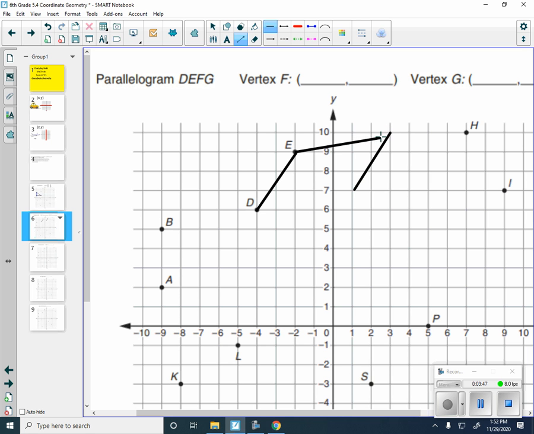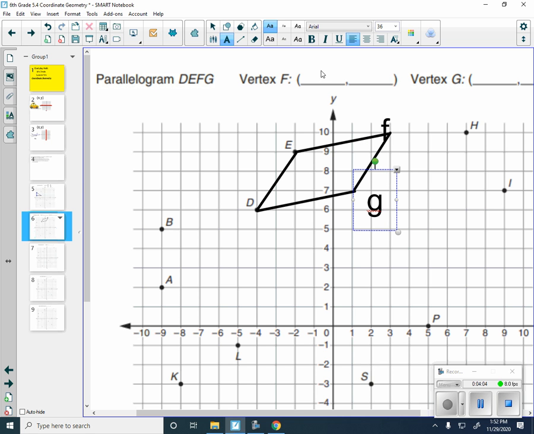And then I'm going to connect. I'm 2 over and 3 down. See, 3 spots down. And then I'm going to connect right here. So there is my parallelogram. I'm going to name this one F. I'm going to name this one G.